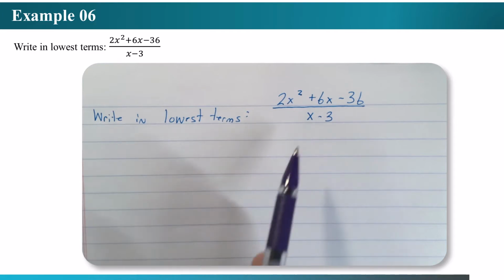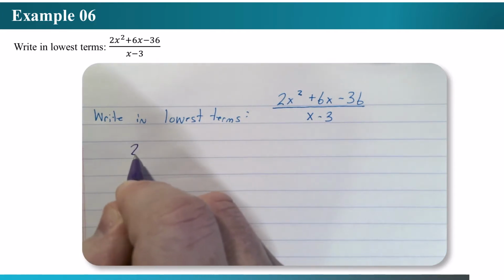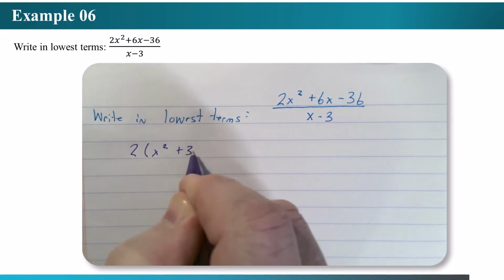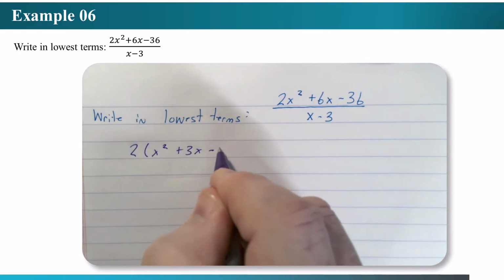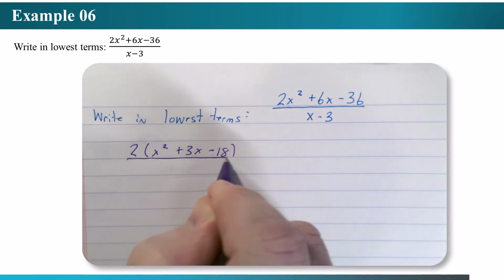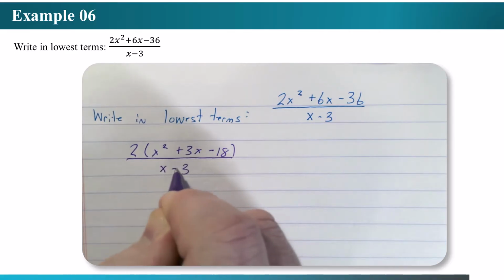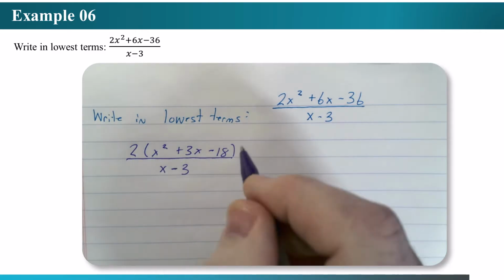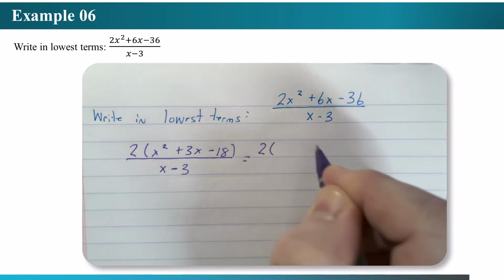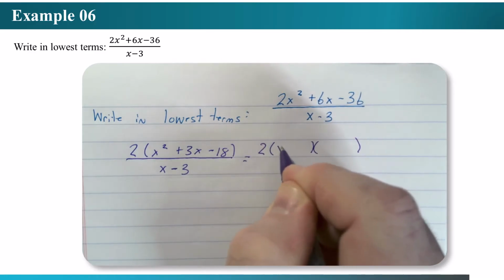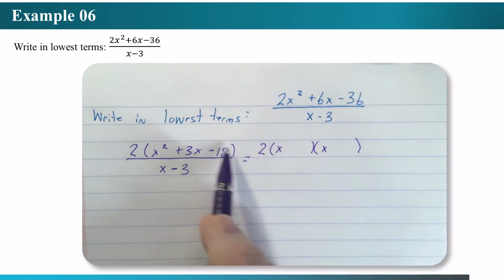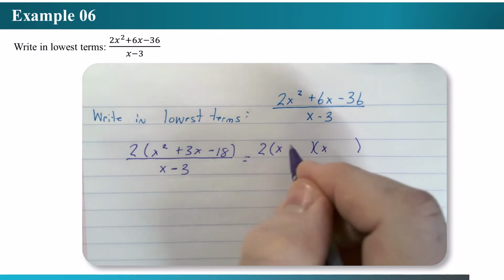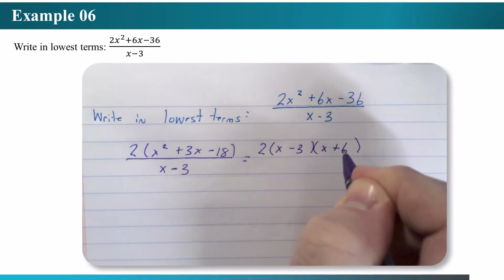Now I'm going to start by factoring out up here in the numerator. Looks like I could pull a 2 out, which will leave me with x squared plus 3x minus 18, and all that is over x minus 3 in the denominator. It looks like I've got a trinomial here, which might be able to be factored down. Let's see. Okay, I've got x and x. Negative 18. I need some numbers here that will multiply up to negative 18. I'm going to try negative 3 and positive 6.